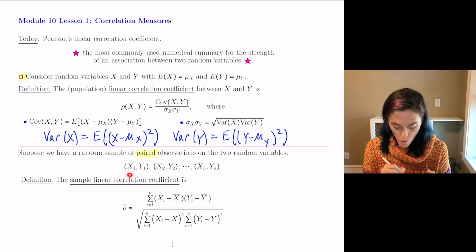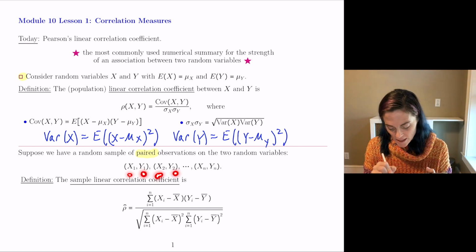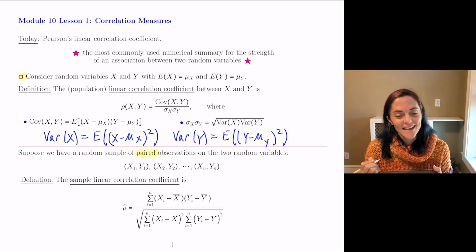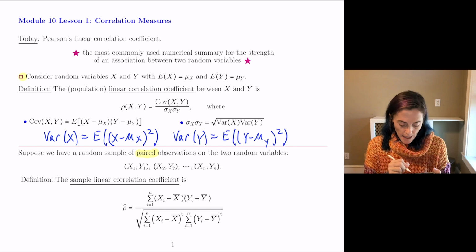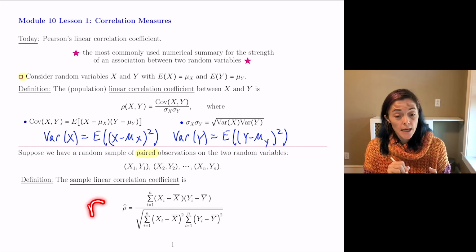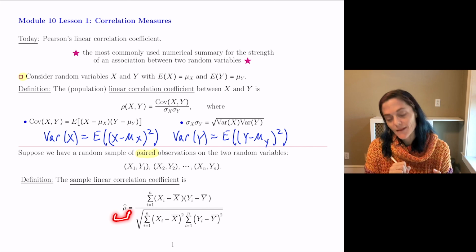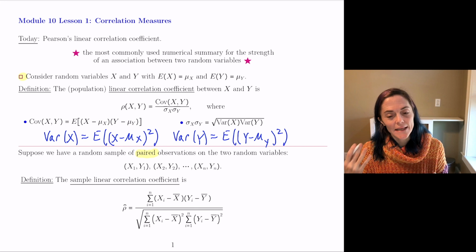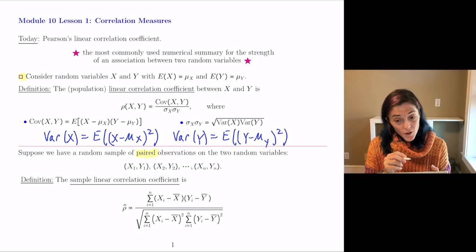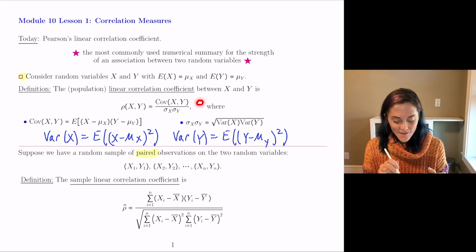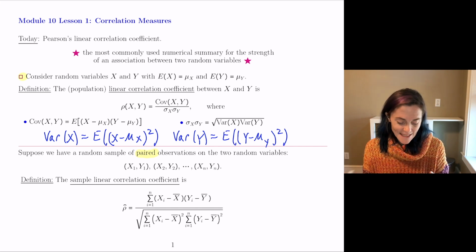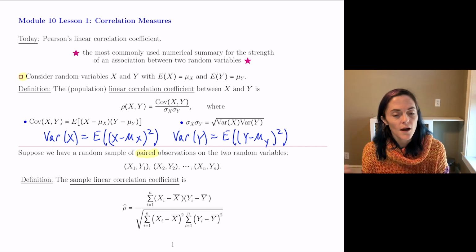Now, suppose we have a random sample of paired observations on the two random variables. So they are paired: x1, y1, x2, y2, all together. Our sample size is n. The sample linear correlation coefficient is defined this way. Sometimes you'll see textbooks call this R, but I'm using this rho hat because it is an estimate of the population linear correlation coefficient. If you unravel the covariance of x and y and the square root of the product of the variances, it looks very similar to the population linear correlation coefficient rho.